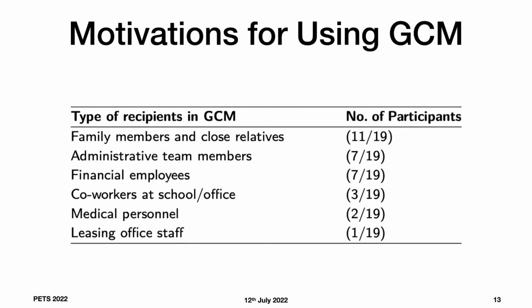We found that a majority of the participants, 11 out of 19, send a GCM email to their family members and close relatives. Other types of recipients include administrative team members, financial employees for sending confidential financial documents, team members in a project at school or office, medical personnel for sending medical documents, and leasing office staff for sending lease documents.